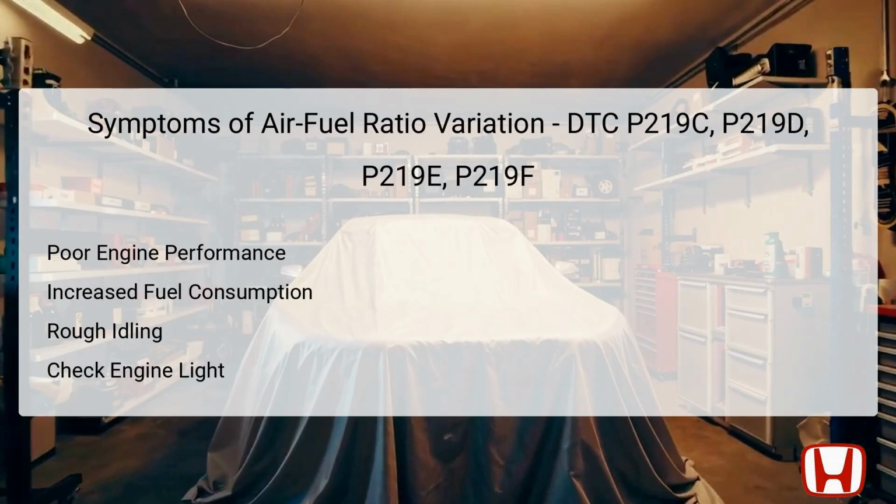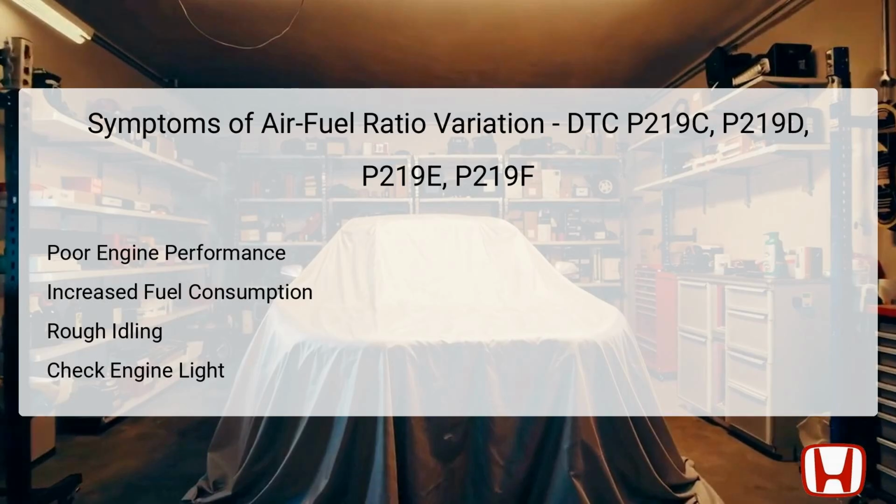When the vehicle exhibits symptoms associated with DTCs P219C, P219D, P219E, and P219F, drivers may notice a significant decline in engine performance. One of the most common symptoms is poor engine performance, characterized by sluggish acceleration and reduced power. Increased fuel consumption is another consequence, as the engine compensates for the incorrect air-fuel mixture, leading to economic disadvantages.